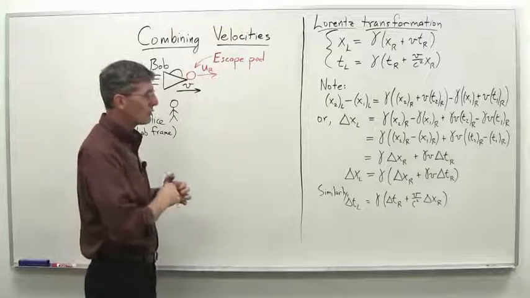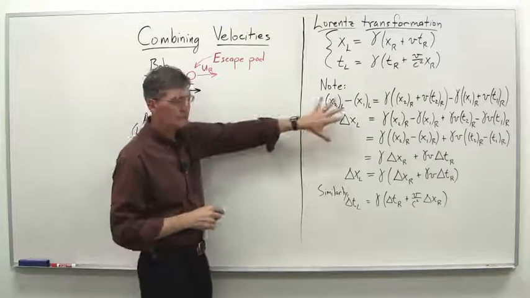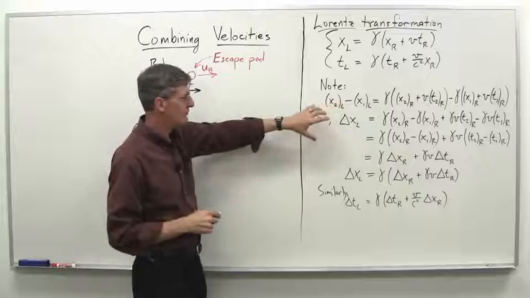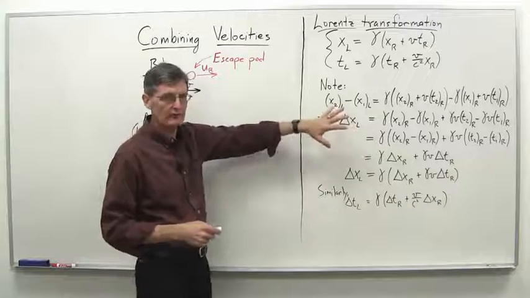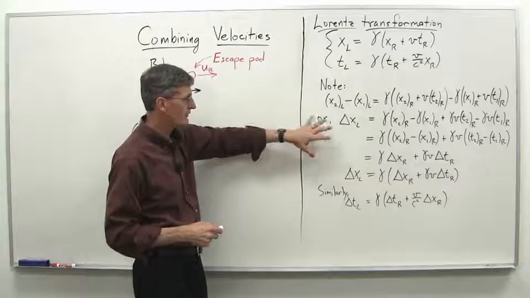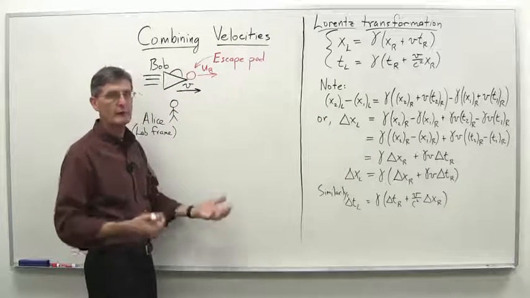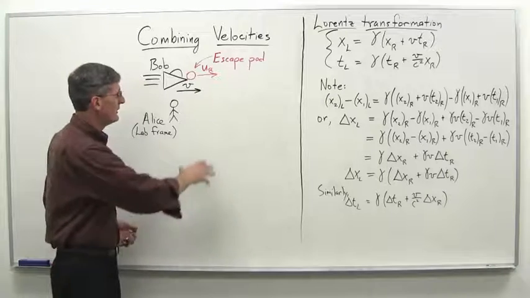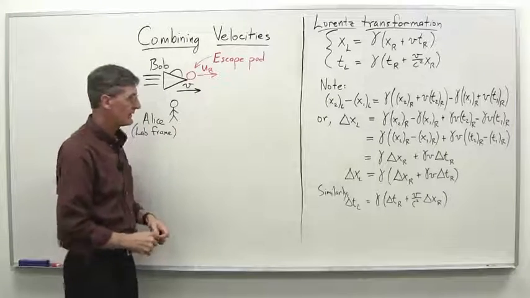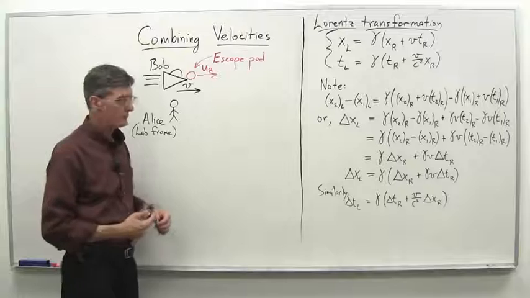I want to make one quick note here. We've got a little bit of algebra, as I'm sure you've seen, and your attention may be drawn over here. Let's take a look at this, because it's going to be helpful in a minute when we look at our situation of combining velocities. In other words, we're going to do the escape pod example again, but this time from a relativistic perspective.